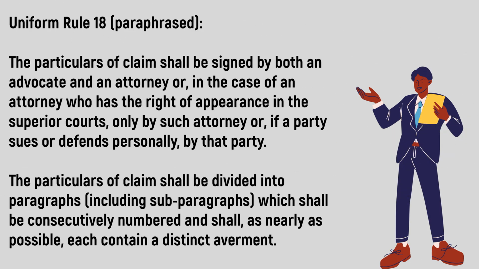In terms of Uniform Rule 18, which is paraphrased, the particulars of claim shall be signed by both an advocate and an attorney, or, in the case of an attorney who has the right of appearance in the superior courts, only by such attorney, or, if a party sues or defends personally, by that party. The particulars of claim is a pleading, and pleadings in the superior courts may only be signed by an attorney with right of appearance, alternatively an advocate. The particulars of claim shall be divided into paragraphs, including subparagraphs, which shall be consecutively numbered and shall, as nearly as possible, each contain a distinct averment.